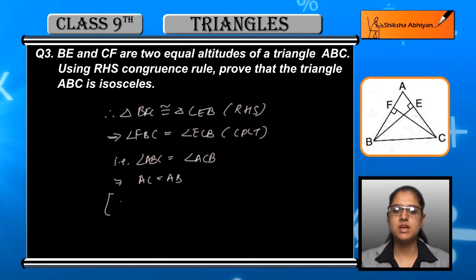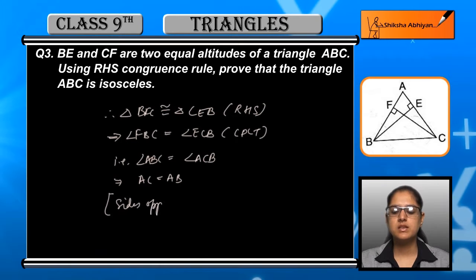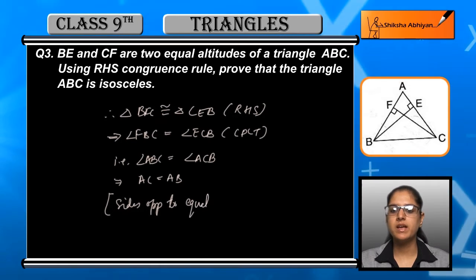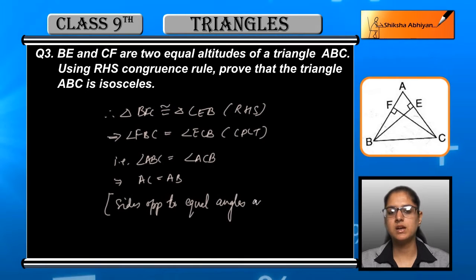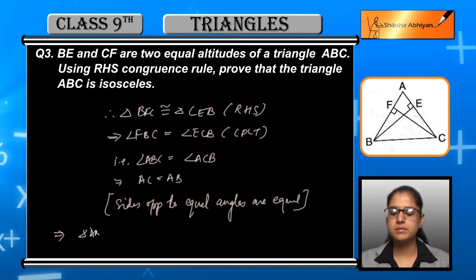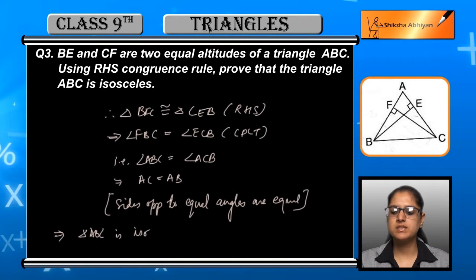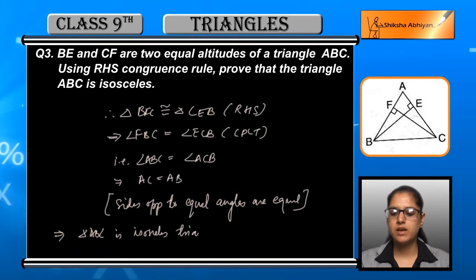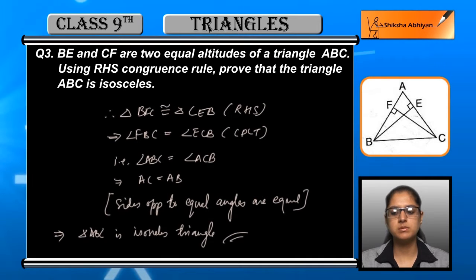अब इसकी वजह से हम ये कह सकते हैं that angle FBC is equal to angle ECB by the property CPCT, that is corresponding parts of congruent triangle. And ultimately we can say that angle ABC is equal to angle ACB, FBC is equal to ABC and ECB is equal to ACB और ये दोनों आपस में इक्वल है.